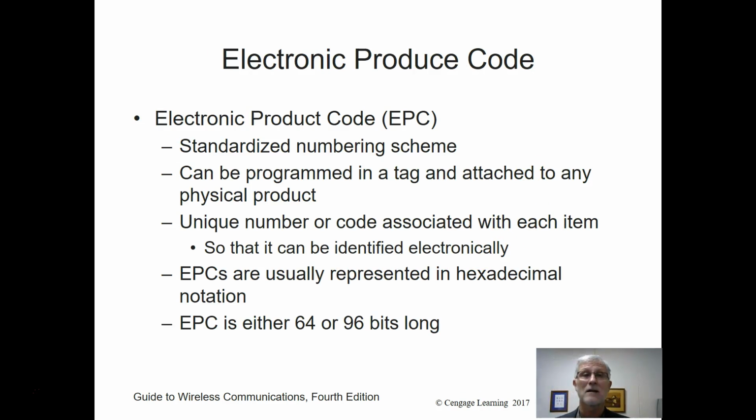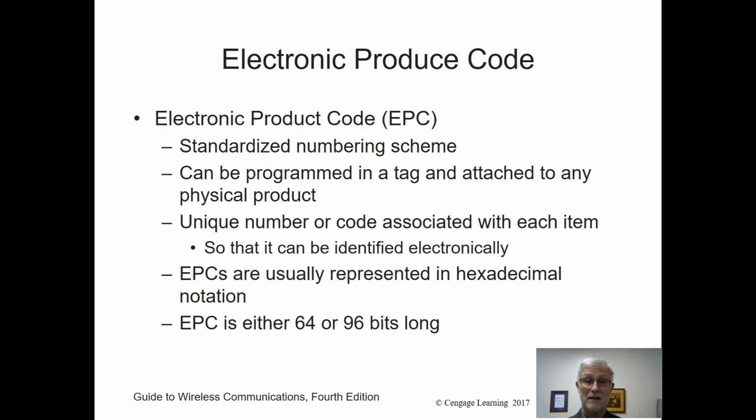some of the code. Now, what type of information is stored on one of those tags is an electronic product code. It's a standardized numbering scheme that can be programmed into a tag and then attached to a product. This can be a unique number. Usually it's represented in hex notation, so similar to a MAC address for a network interface card.